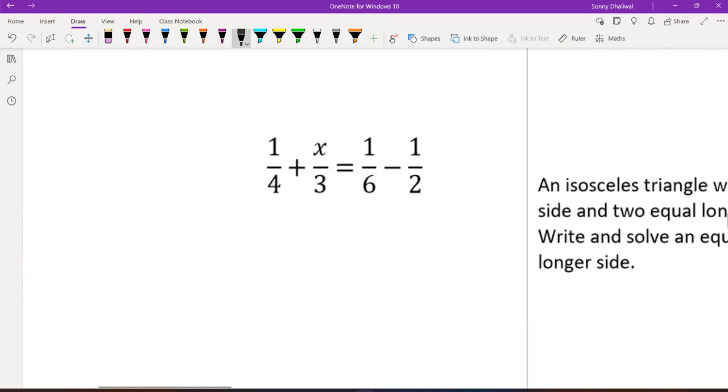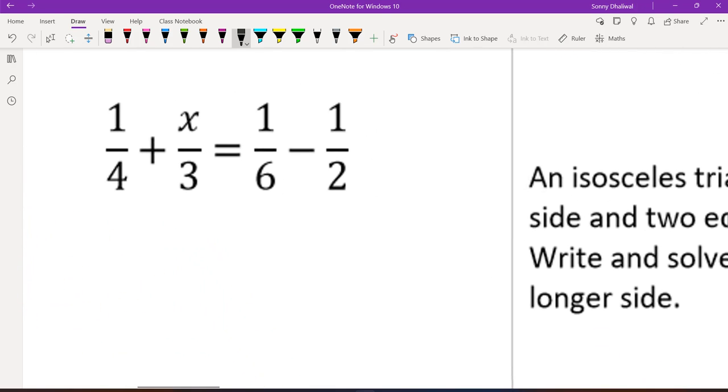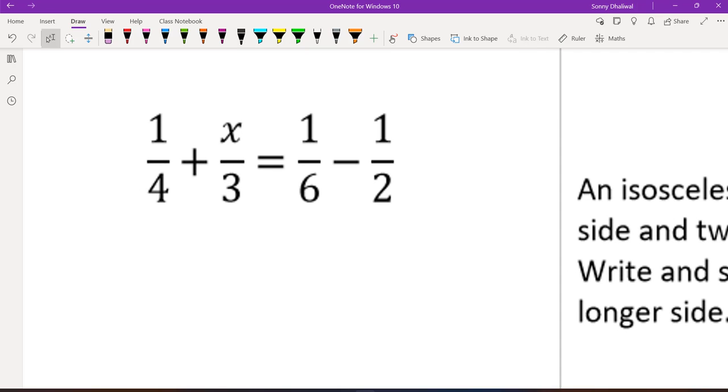Okay, let's do this one here. All right. Just more terms. The process is the same. Okay? If we want to get rid of the denominators, we multiply by a common denominator. So we have a 4, a 3, a 6, and a 2. What is our common denominator here?